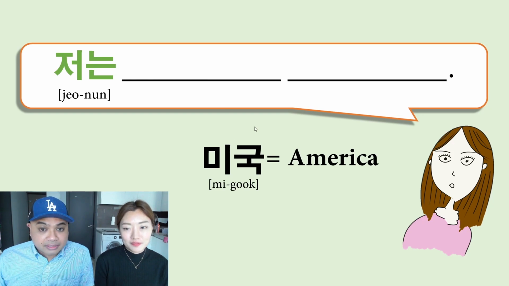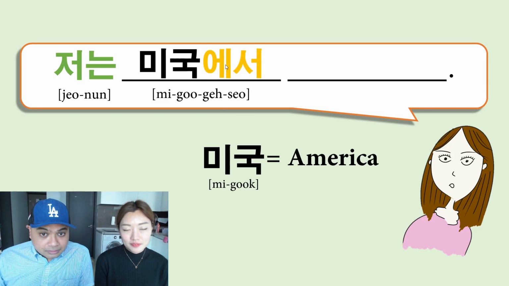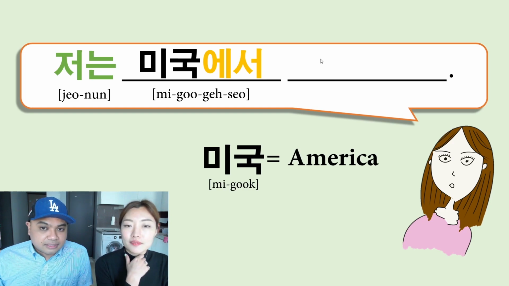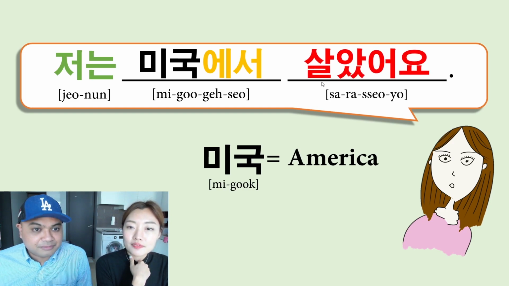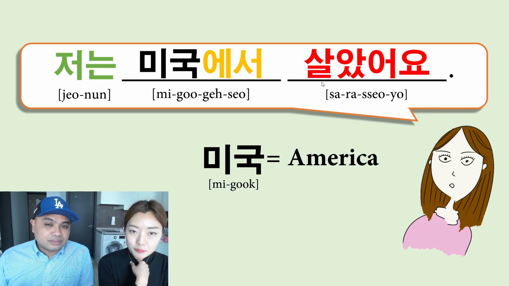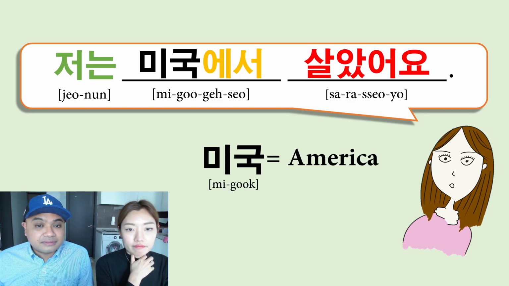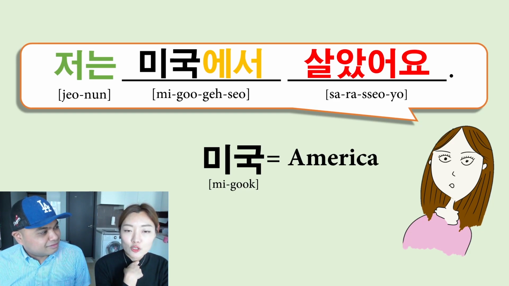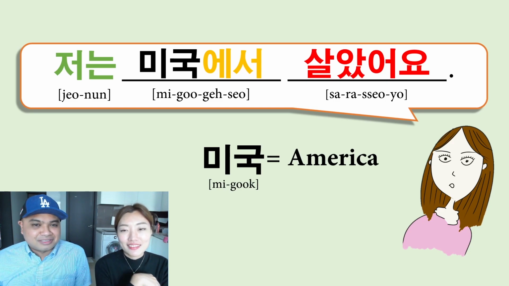Which is America. So 미국에서, that means at or in America, and then our past tense. Where did you live? So lived is 살았어요, right? So 저는 미국에서 살았어요. I lived in America. Where did you live? 저는 한국에서 살았어요. 한국에서, in America. All right, next one.